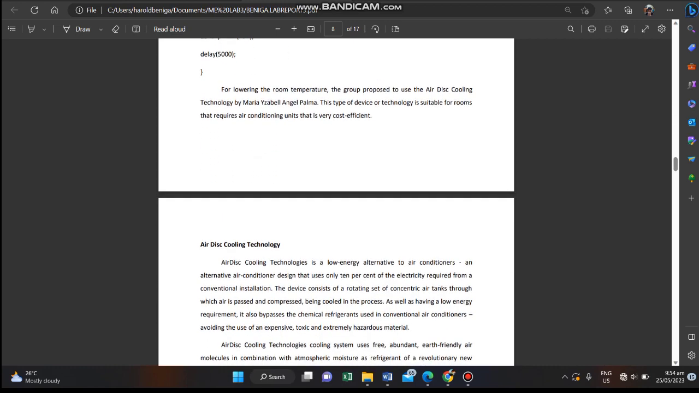So for lowering the temperature, the group proposed to use the air disc cooling technology by Maria Isabel Angel Palma. This type of device or technology is suitable for rooms that require air conditioning units that are very cost efficient.